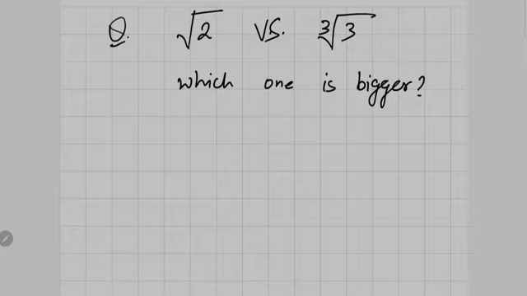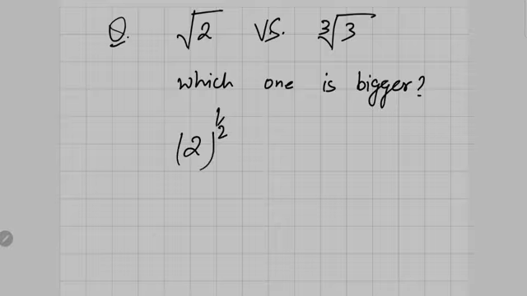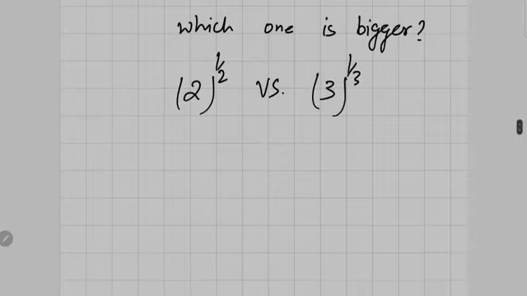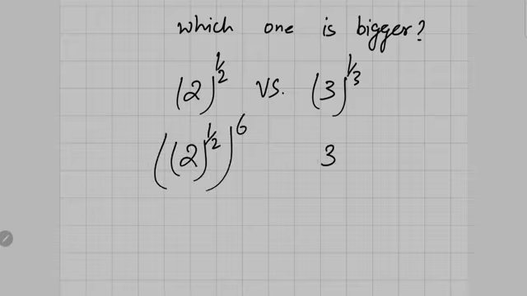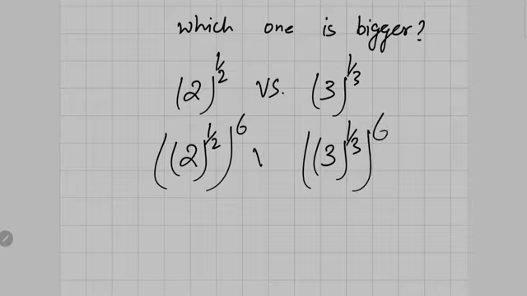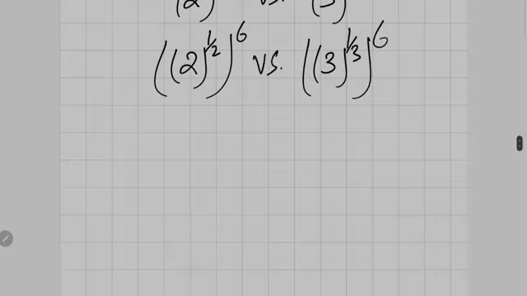I write the expression: square root of 2 can be written as 2 to the power 1 half, and third root of 3 can be written as 3 to the power 1 third. We know the LCM, least common multiple, of 2 and 3 is 6. So 2 to the power 1 half to the power 6, and 3 to the power 1 third to the power 6. So this expression can be written as 2 to the power 3, and this expression can be written as 3 to the power 2.